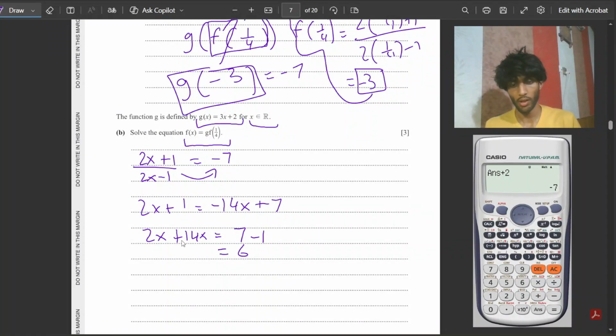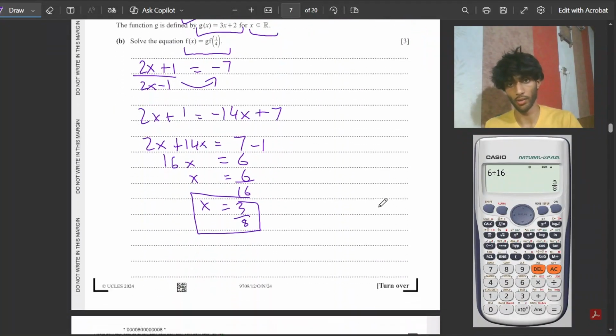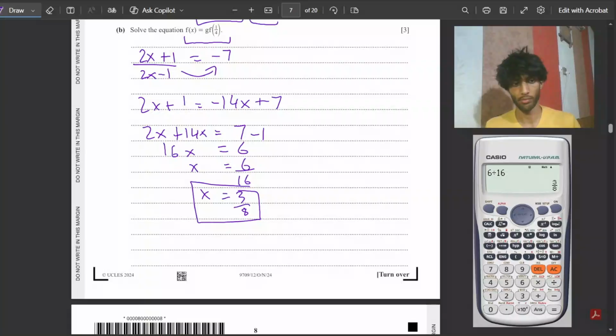This is 6.14 plus 2 is 16x, and then x is basically equal to 6 over 16, which we can simplify to 3 over 8. 3 over 8. So that right there is going to be our answer for this problem.